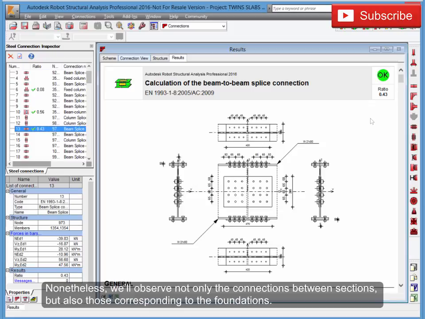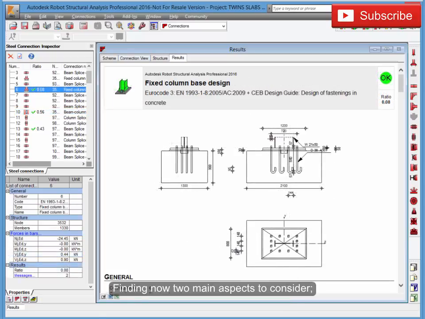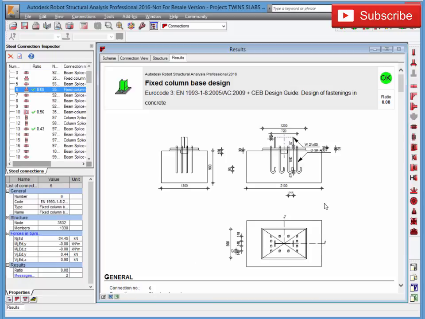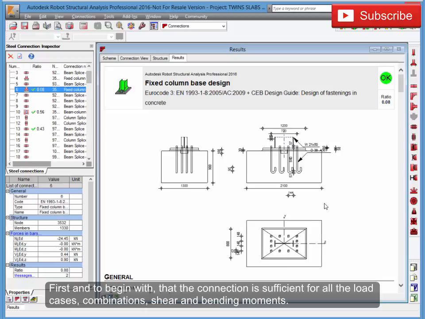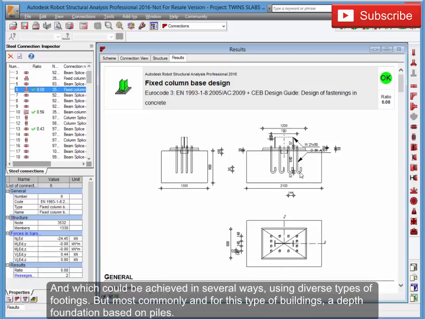Nonetheless, we'll observe not only the connections between sections, but also those corresponding to the foundations. Finding now two main aspects to consider. First and to begin with, that the connection is sufficient for all the load cases, combinations, shear and bending moments. And second, that the foundation itself is capable of bearing the weight of the structure. And which could be achieved in several ways, using diverse types of footings, but most commonly and for this type of buildings, a deep foundation based on piles.